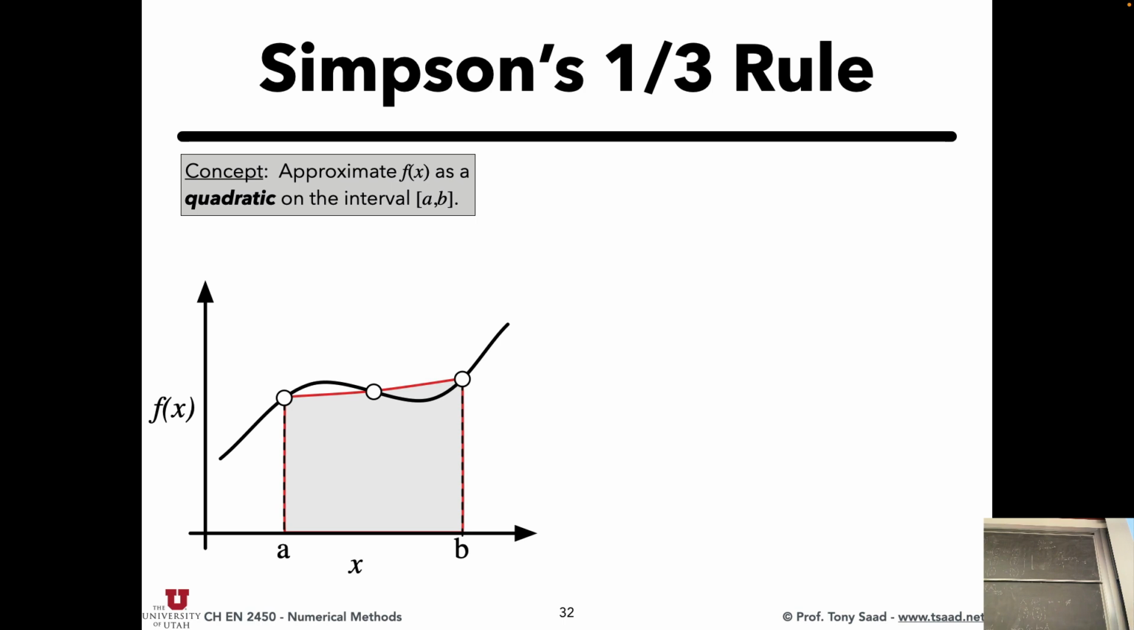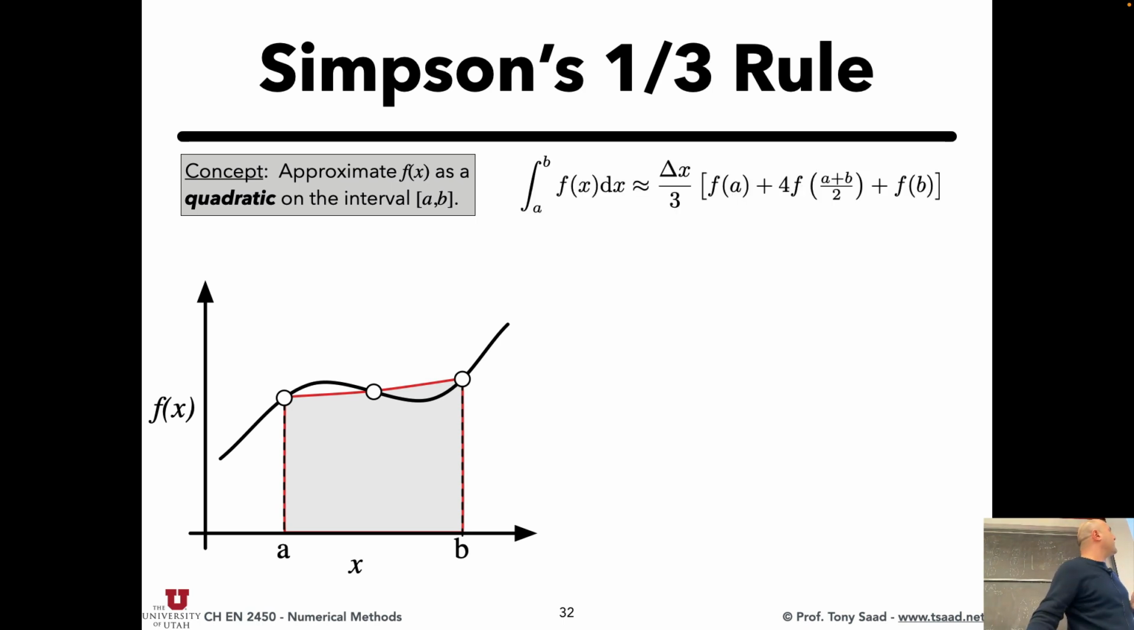You literally say, okay, I have a and f of a, f of a plus b over 2, b, and f of b, just like we did with interpolation, and you fit a quadratic. You solve for it, you integrate it analytically. That gives you Simpson's one-third rule, and this is it.